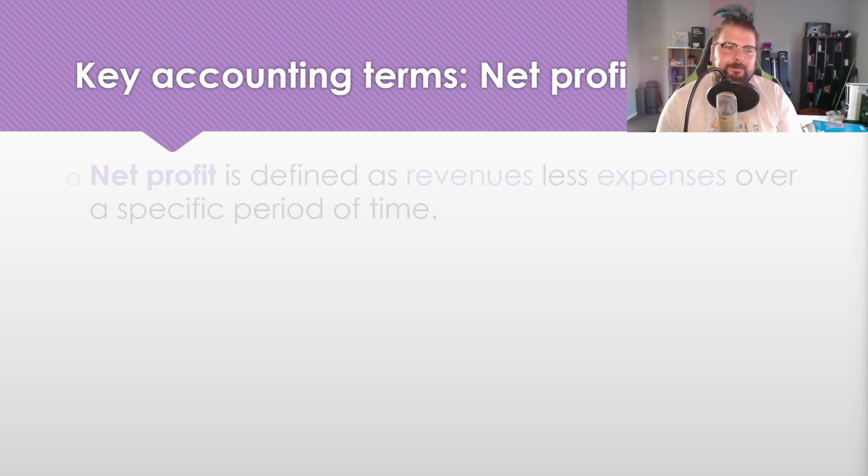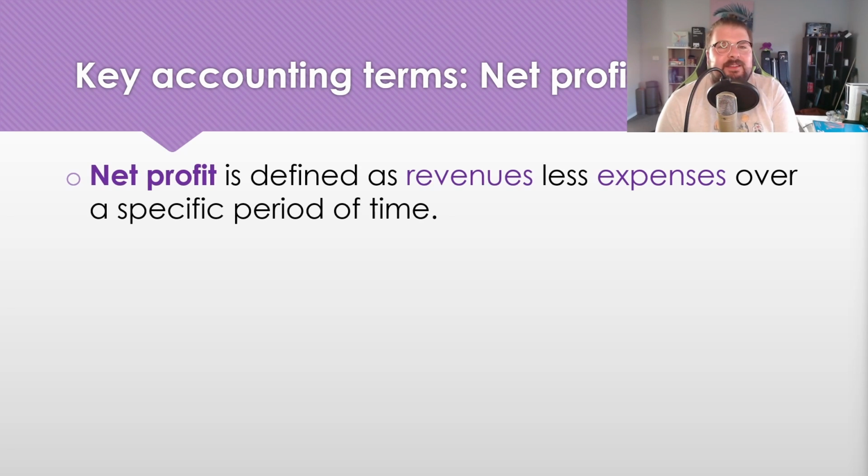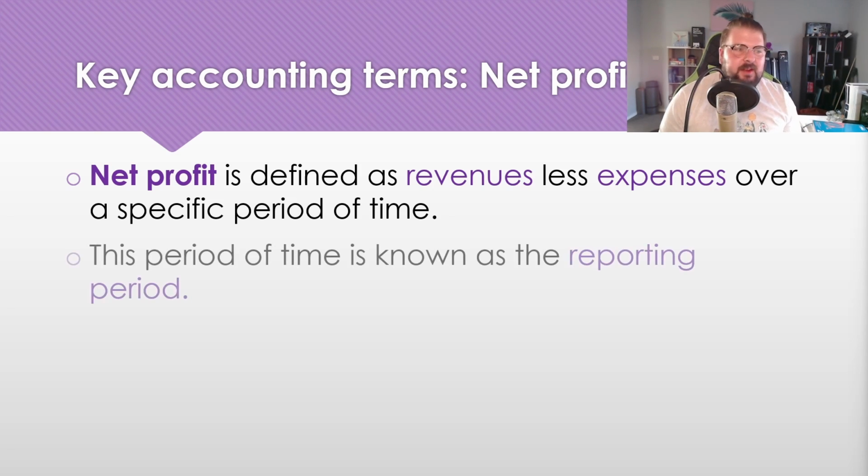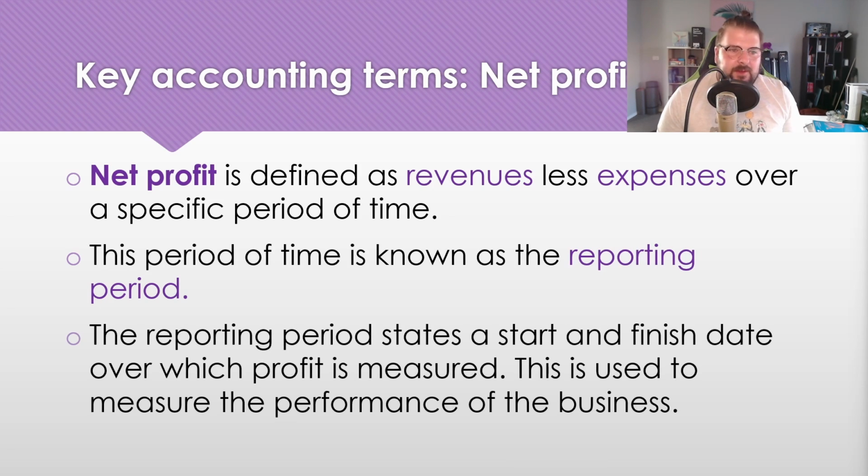Now, net profit. We simply define net profit as revenue less expenses. And that's measured over a specific period, whether it's a month or a year or 6 months. It just depends. But we call that time period our reporting period. Okay? So the reporting period states a start and finish date, over which we measure profit and other things. So we use these periods in order to measure performance.